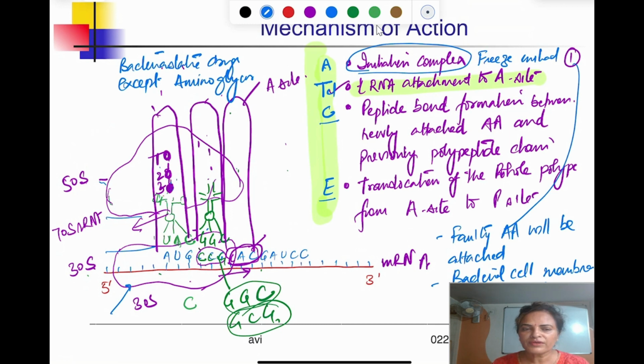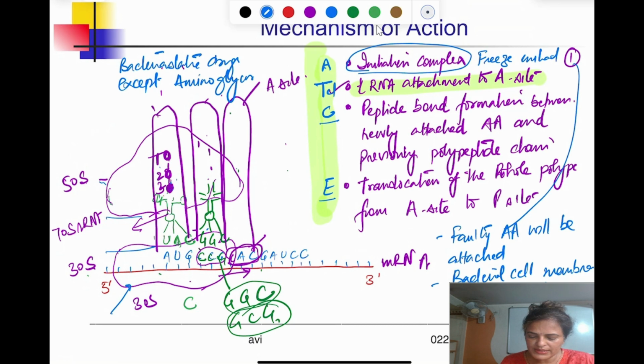With the attachment of the faulty protein, it is going to make changes in the bacterial cell membrane, making it more permeable. So ions and other contents of the cell come out and it causes the lysis of the cell. Now, this is how the aminoglycoside acts.